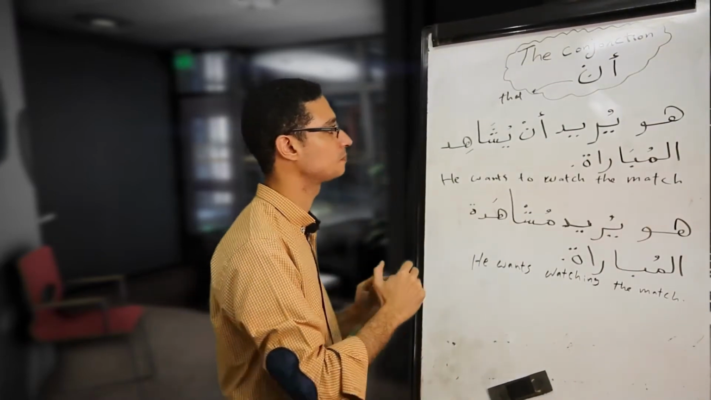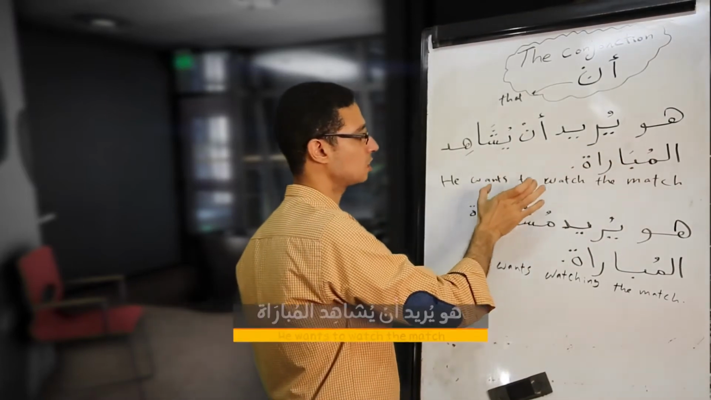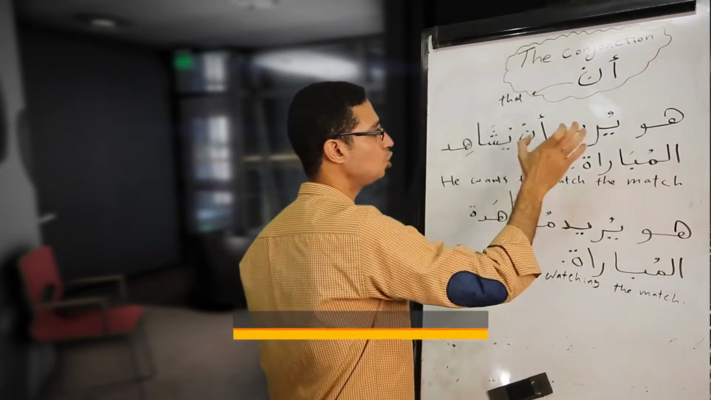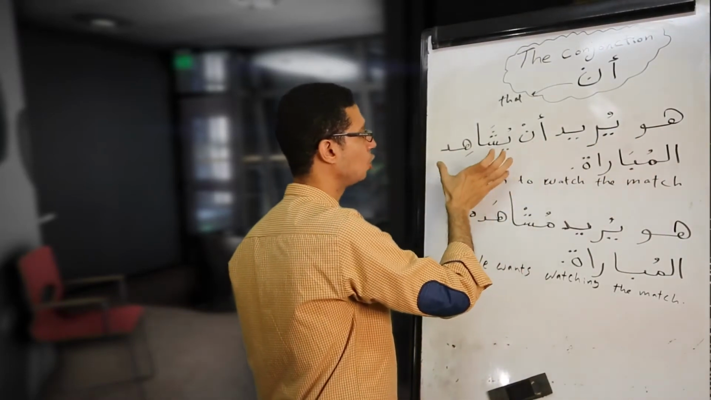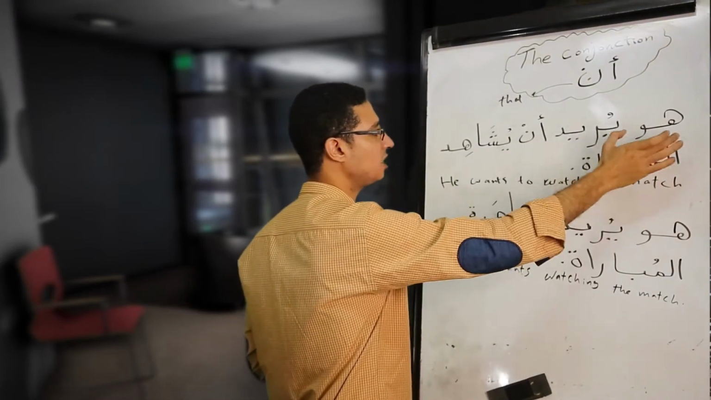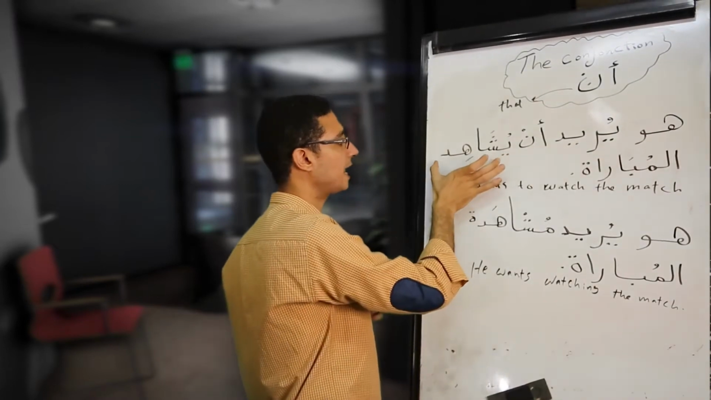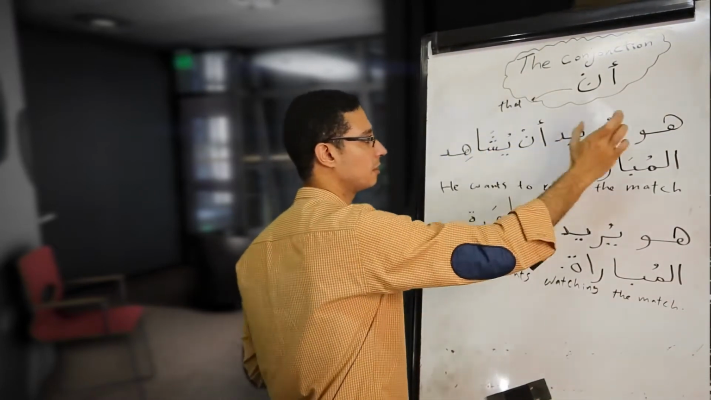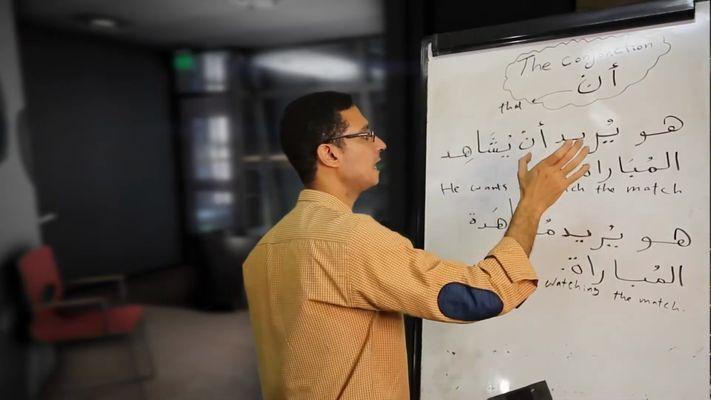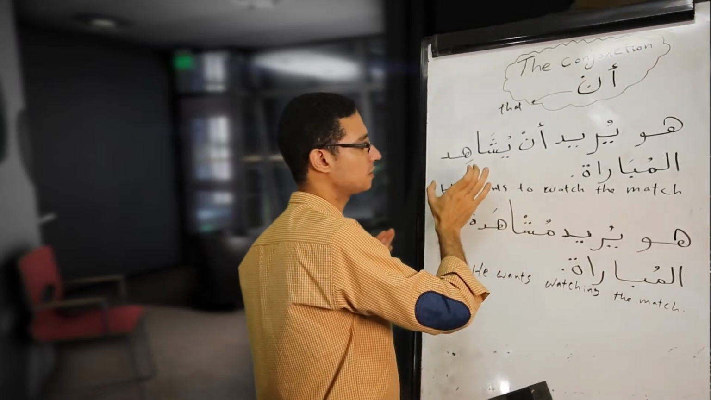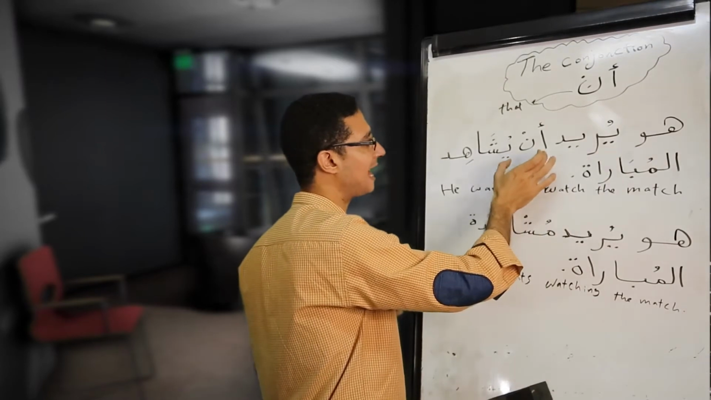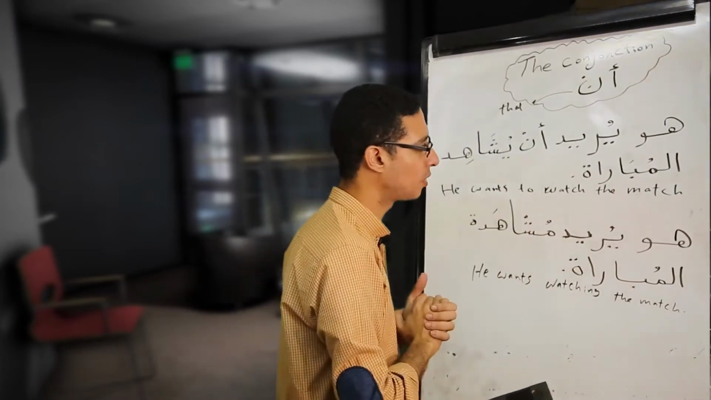So for example, if I want to say he wants to watch the match, okay, هو يريد أن يشاهد المباراة. So هو يريد أن, he wants that. يشاهد, this verb is conjugated with the subject. يشاهد, he watches. المباراة, so literally he wants that he watches the match. هو يريد أن يشاهد المباراة.